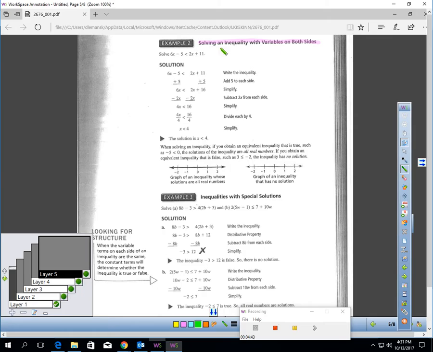Let's talk about solving an inequality with variables on both sides. I don't like the work that they put. I don't think they're even following their own directions.